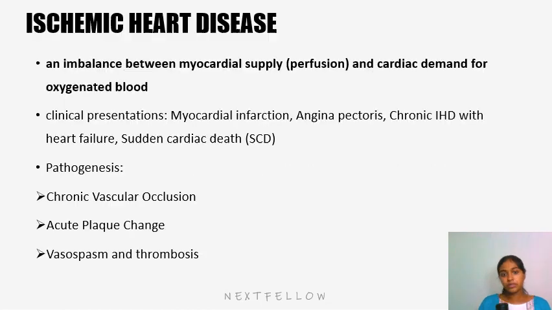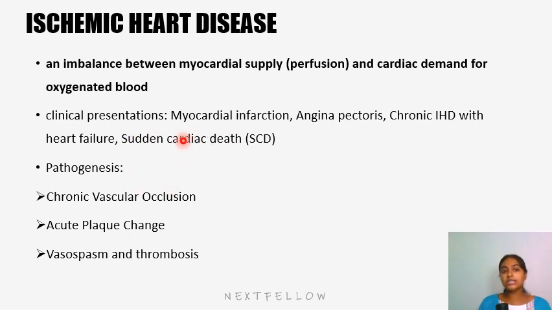So next, coming to ischemic heart disease, this usually occurs whenever an imbalance between the perfusion as well as the demand of the heart occurs. It is a condition when there is an imbalance between the myocardial supply, that is perfusion, and the cardiac demand for oxygenated blood. Ischemic heart disease usually occurs in a spectrum of disease like MI, angina pectoris, chronic ischemic heart disease with heart failure, as well as sudden cardiac death.